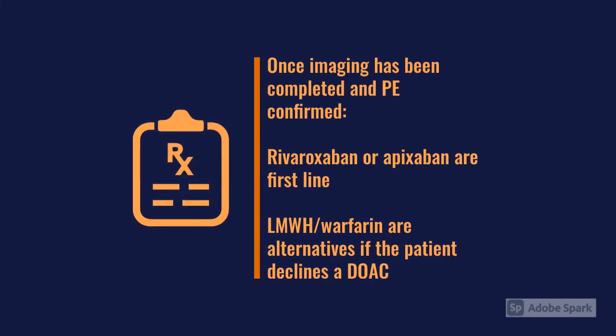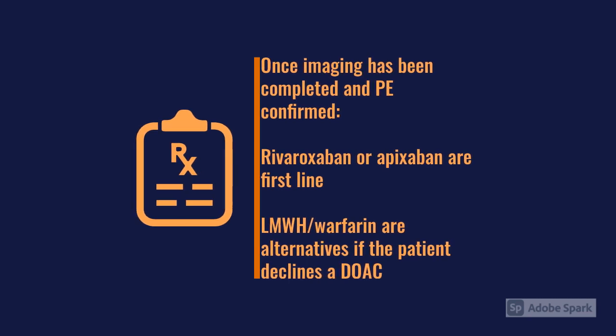And once you've gone through that imaging process that we talked about earlier, if it's a confirmed PE, then our modern day first line is apixaban or rivaroxaban. You can use low molecular weight heparin while starting warfarin if the patients opt out of using apixaban or rivaroxaban. The other key management that we can start in the emergency department for these patients is thrombolysis.